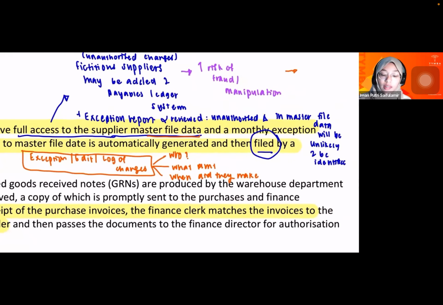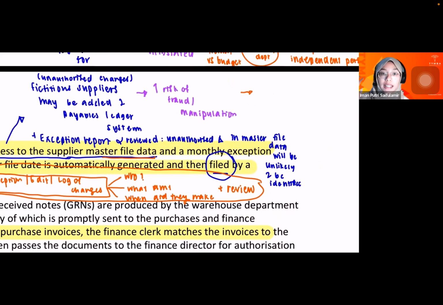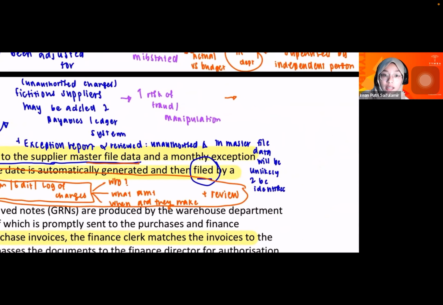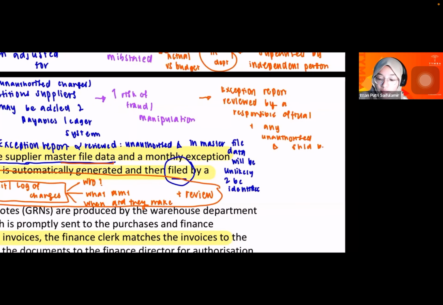So if there is an exception report, this has to come together as a pair with review. Okay, so this is compulsory. This exception report must be reviewed by a responsible official. If not, it will basically lose its effectiveness. So right now the recommended control is the exception report, which must be reviewed by a responsible official. Maybe we can say, plus any unauthorized changes to the supplier master file should be investigated.